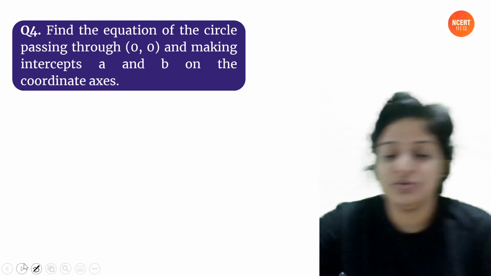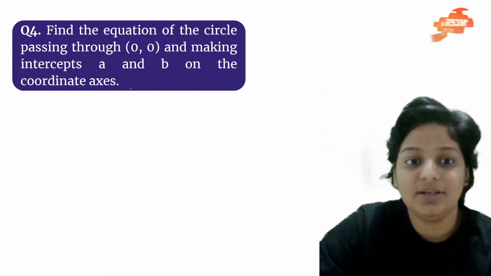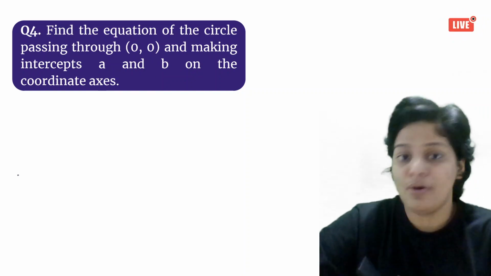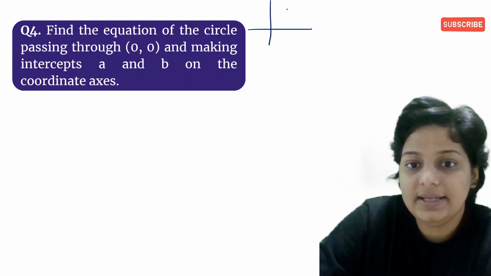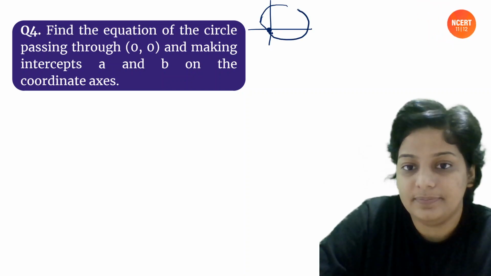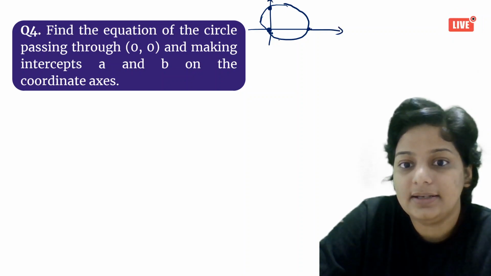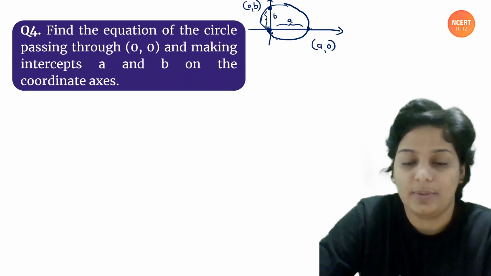Let's solve one more question on this circle and then move to parabola. Find the equation of the circle which is passing through 0, 0 and making intercepts A and B on the coordinate axes. So my circle is something like this. It's making some intercepts A and B on the coordinate axes as well as passing through the origin. Let us call this distance A and this distance B. So this point is going to be A, 0 and the other point is going to be 0, B.